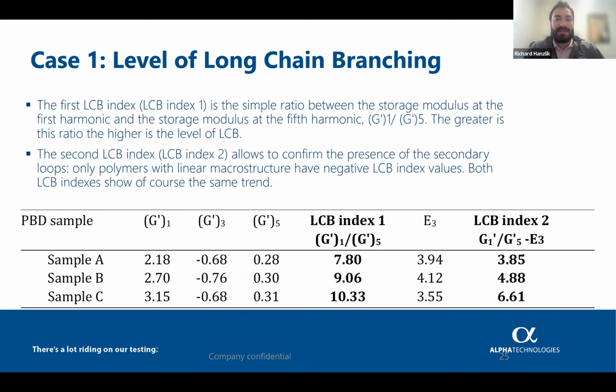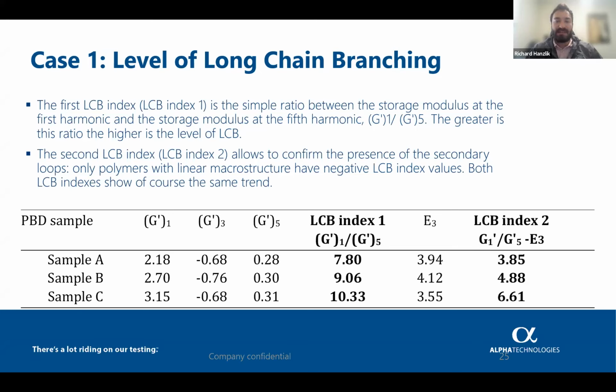Using both LCB indexes that we mentioned before, LCB index 1 and LCB index 2, which is a little bit more of the complicated equations, we look at sample A with an LCB index of 3.85, sample B with an LCB index of 4.88, sample C with an LCB index of 6.61. From this, it's possible to quantify the different level of long chain branching in the examined PBD samples and confirm the high sensitivity of this test method.